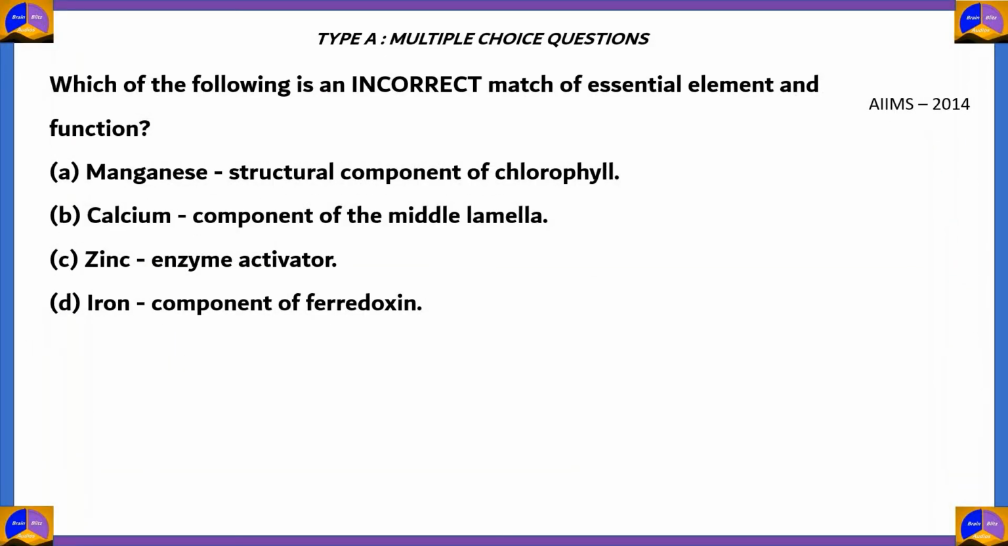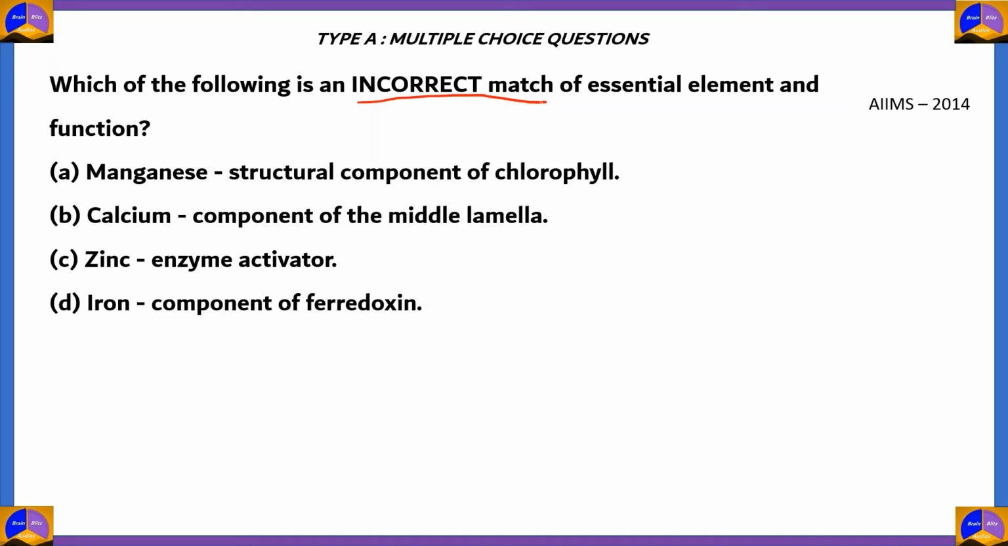Let's look at this question. Which of the following is an incorrect match of an essential element and its function? Now, we have A, manganese as structural component of chlorophyll, B, calcium as component of middle lamella, C, zinc as an enzyme activator, and D, iron as a component of ferredoxin. So let's look at these matchups and find out which of these are incorrect in order to get our right answer. Again, the question is asking for the incorrect match.